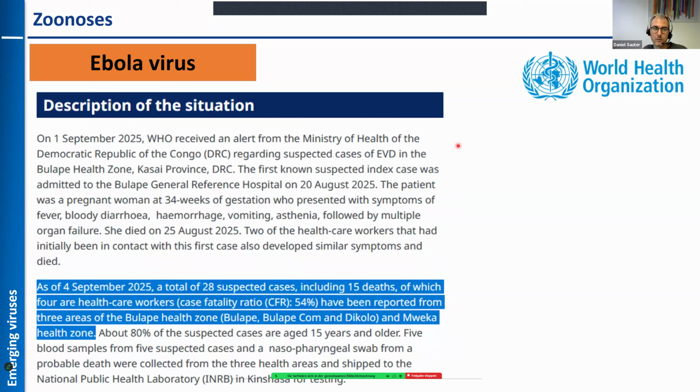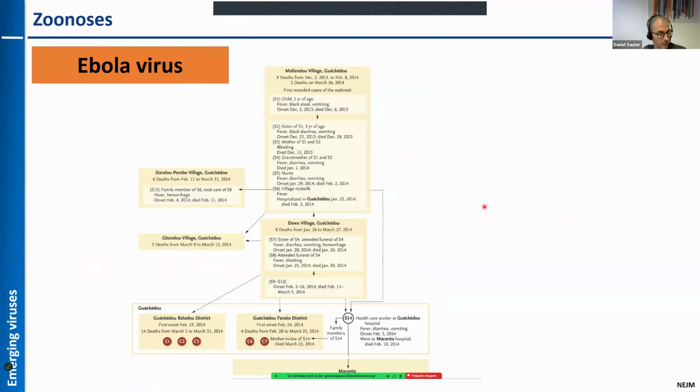Another closely related example, another filovirus, would be Ebola virus. There's an outbreak currently ongoing with several suspected cases, including deaths. And there are regular Ebola outbreaks in different countries of Africa, most of them linked to some animal contact.